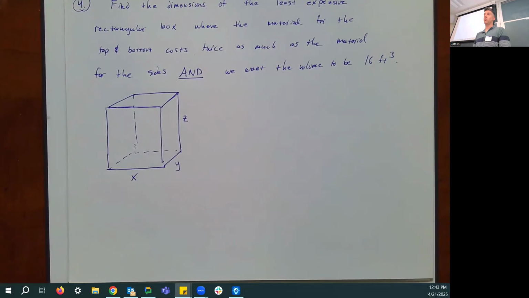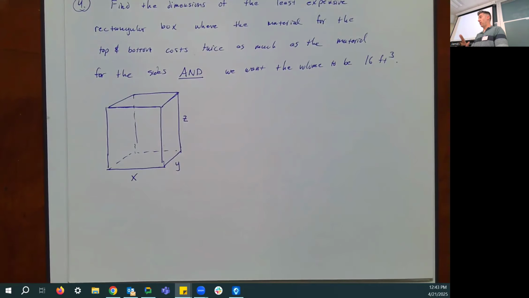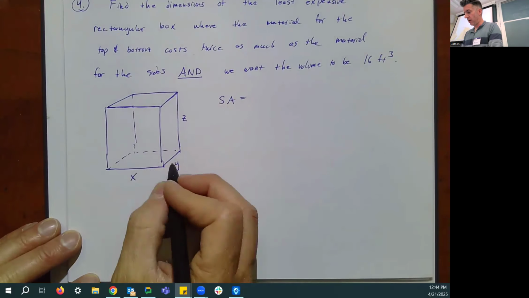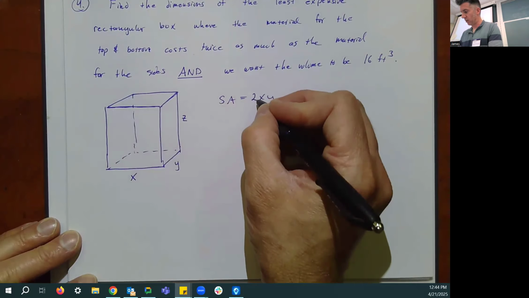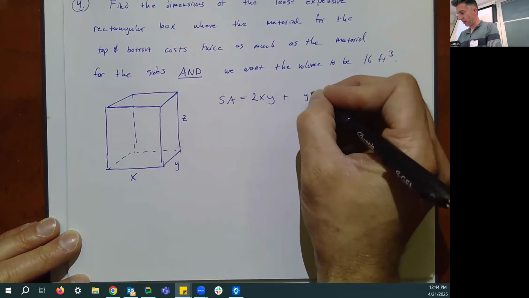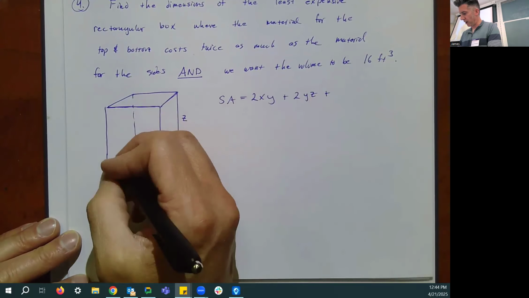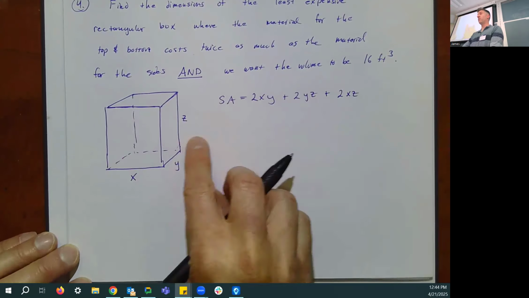So we're going to set up two equations. One's the thing we're going to minimize, and one is our constraint. Again, we're not setting up the equation for the surface area, although I'll point out the surface area equation would be the bottom area, which is X times Y, plus the top area, which is X times Y. So there's two X times Y's. The right area, which is Y times Z, and the left area, which is also Y times Z. And finally, the front area, which is X times Z, and the back area, which is also X times Z. That would be the surface area equation.